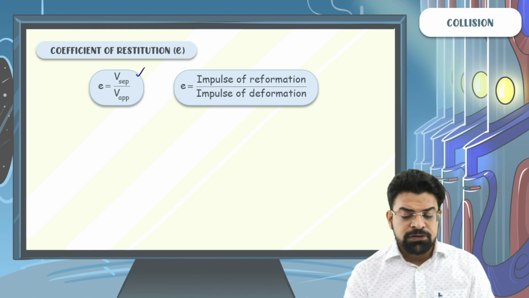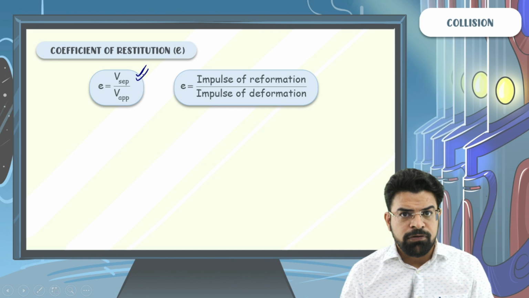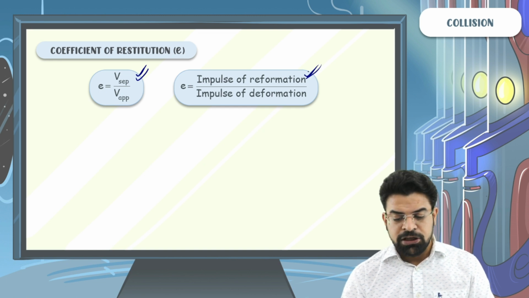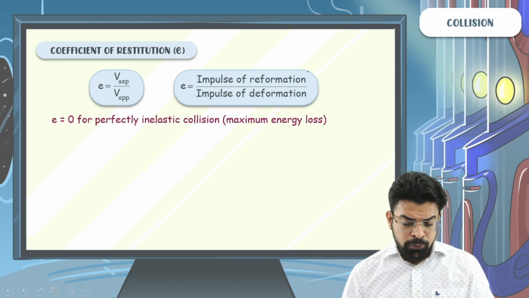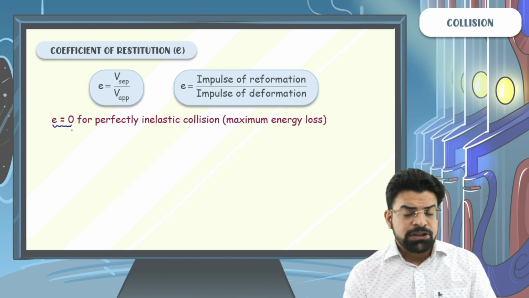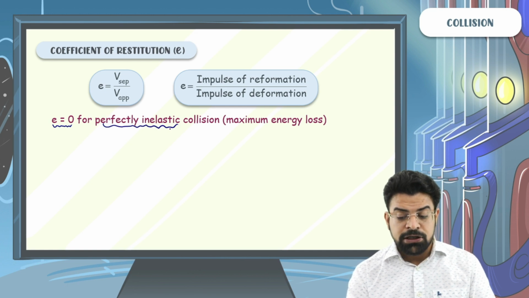The definition which we are going to use to solve questions is velocity of separation upon velocity of approach, but this is the true definition of coefficient of restitution. Now, moving on. Coefficient of restitution is 0 for perfectly inelastic collision.